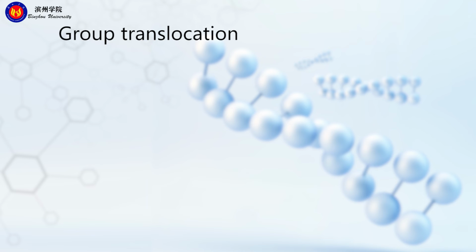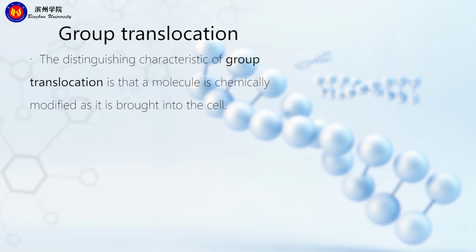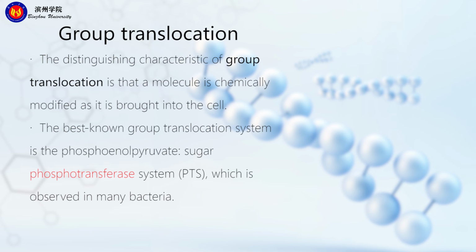At last, let's talk about group translocation. The distinguishing characteristic of group translocation is that a molecule is chemically modified as it is brought into the cell. The best known group translocation system is the phosphoenolpyruvate: sugar phosphotransferase system, PTS for short, which is observed in many bacteria.